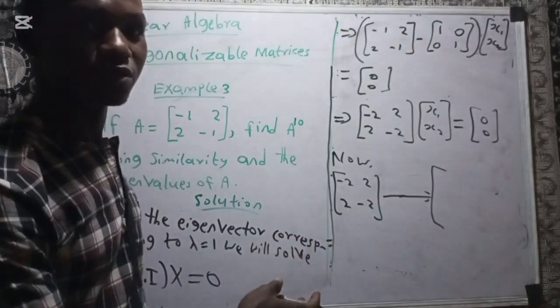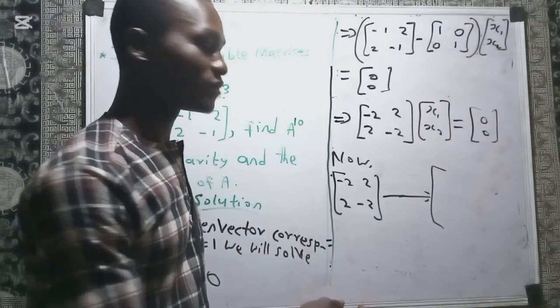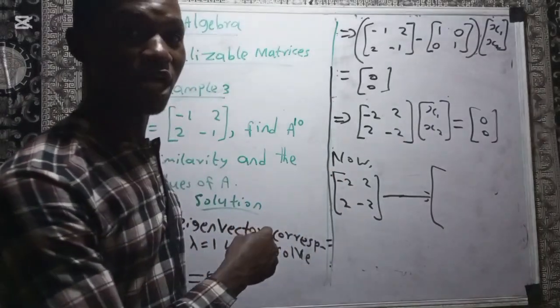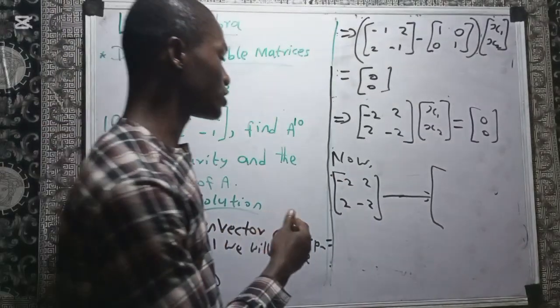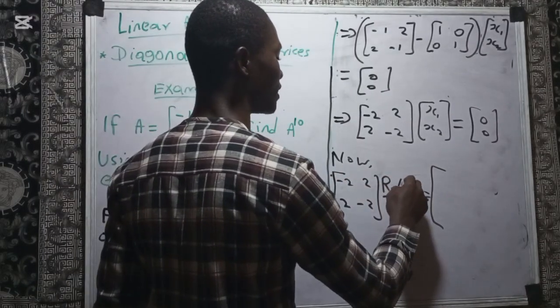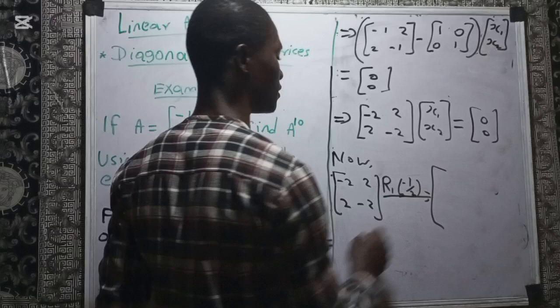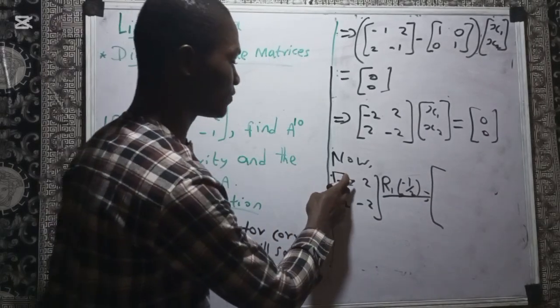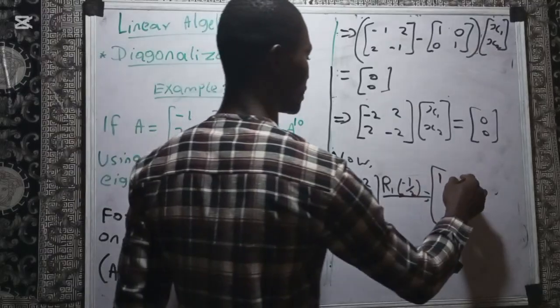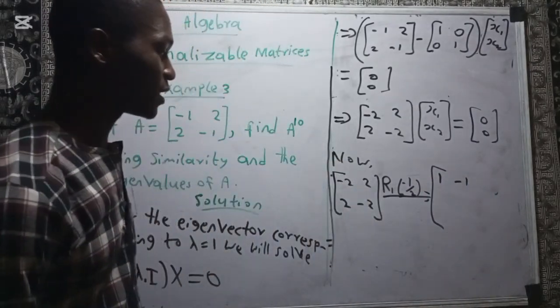How do you make it to be positive 1? Multiply it by negative of the reciprocal of 2, so that it will be positive 1. So, and that's row 1. Row 1 will multiply by negative half. If you multiply this by negative half, this will be positive 1. So we have positive 1, and this will be negative 1. Right? We have done that.